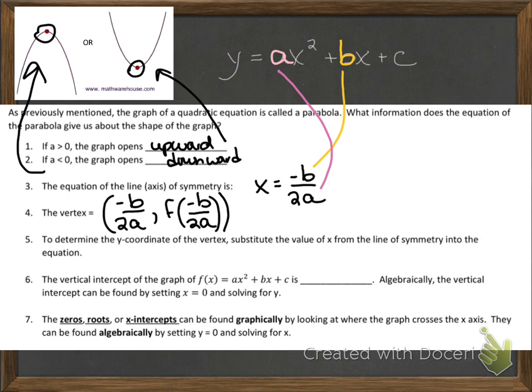Okay, the vertical intercept of the graph, in other words, where this crosses the y-axis. Well, that happens when x is equal to 0, right? Well, if x equals 0, this goes away and this goes away, and what's left over? Well, the only thing left over is c. So this is going to be the point 0, c. Okay, and then number 7, as you can see, it says the zeros or roots or x-intercepts can be found graphically by looking at where the graph crosses the x-axis. Then they can be found algebraically by setting y equal to 0 and solving for x.